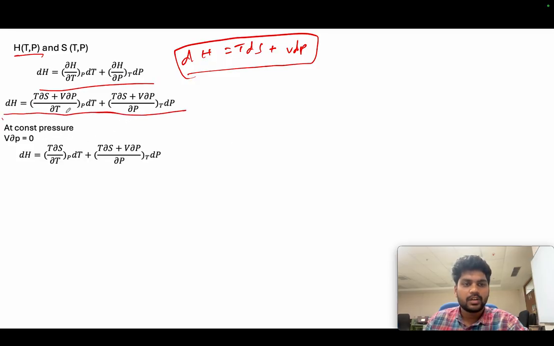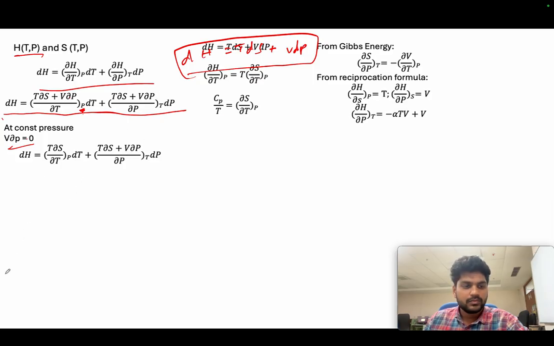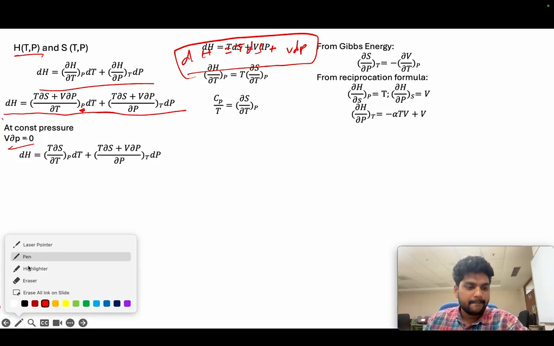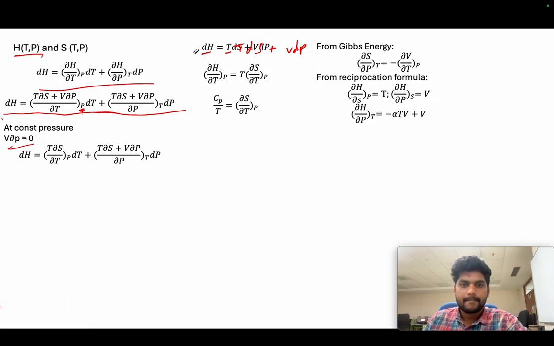So now I will write at constant pressure. Whenever I say that this is the constant pressure, the vdp will be 0. So then it will be dh equal to T ds by dT at constant pressure plus dT. So here it is not the constant pressure, that's why we are not keeping it as 0. So dp. Then we know that dh equal to Tds plus vdp, which we have written the same thing here.